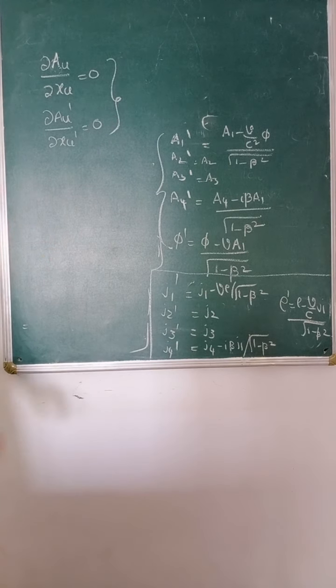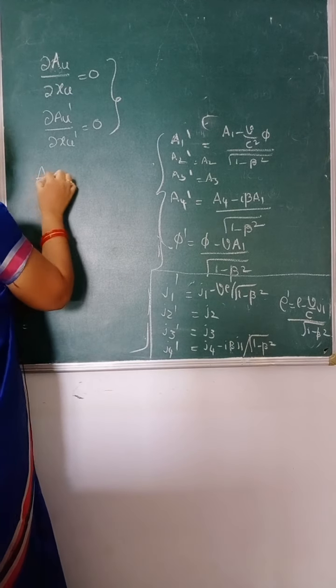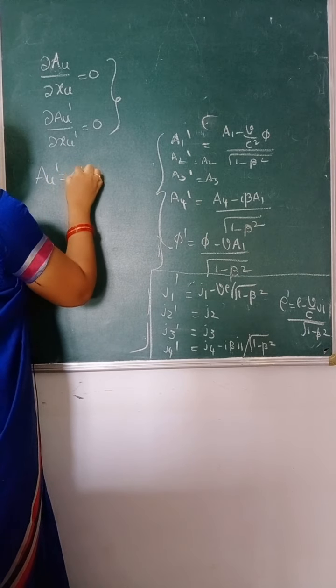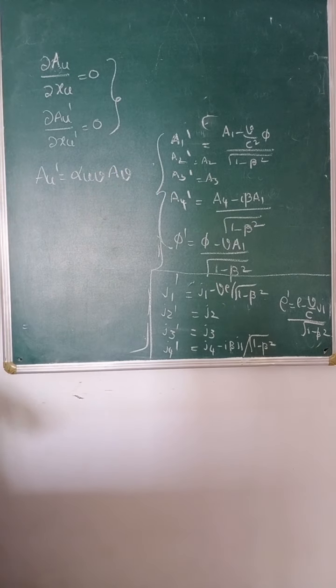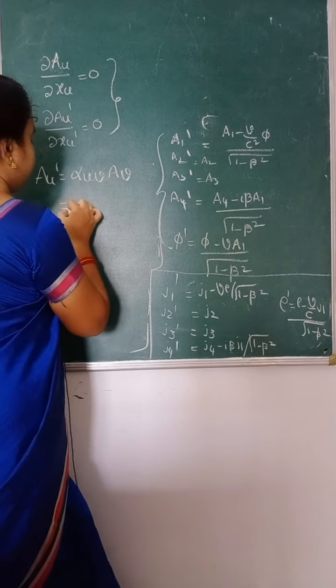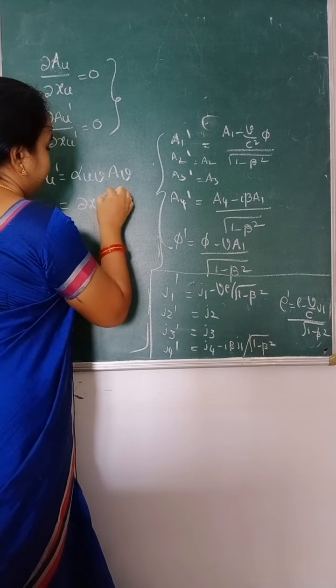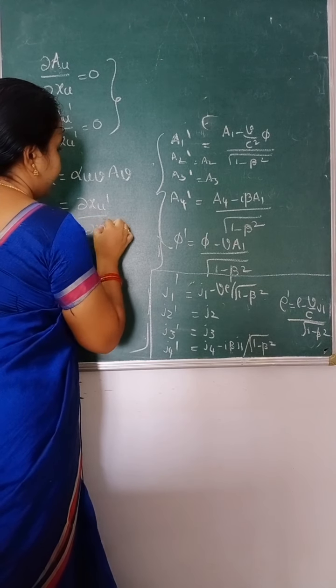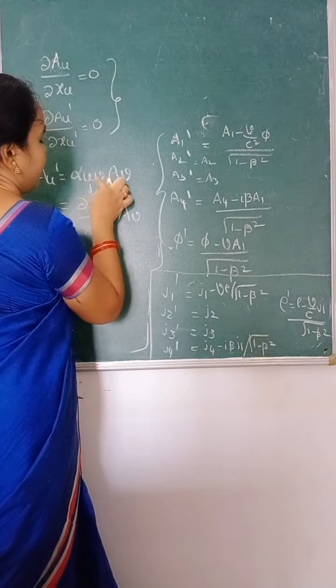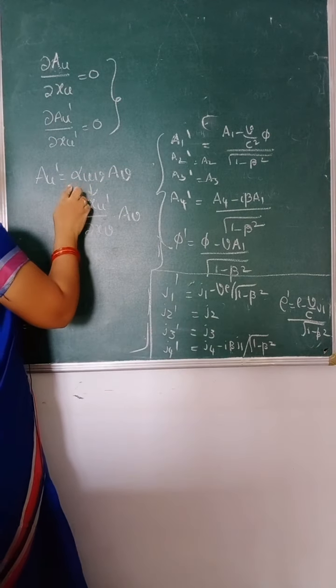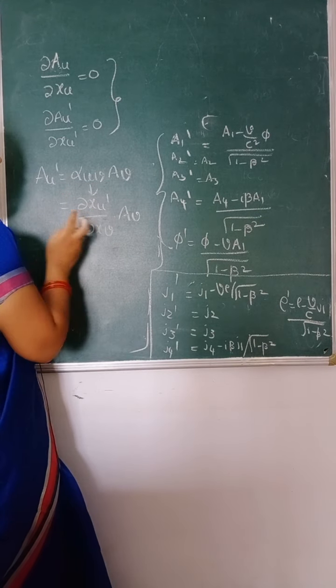So simply, this derivation is very simple. So AU dash: what is AU dash? Alpha UV into AV. So here alpha UV is nothing but dou XU dash by dou XV into AV. So this is the actual calculation of alpha UV. Remember that alpha UV is dou XU dash by dou XV.